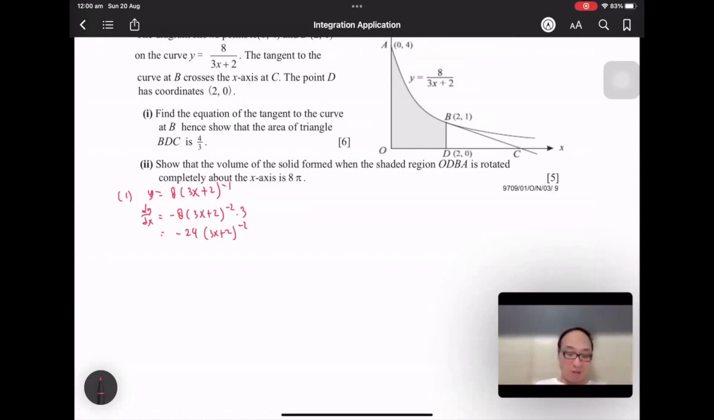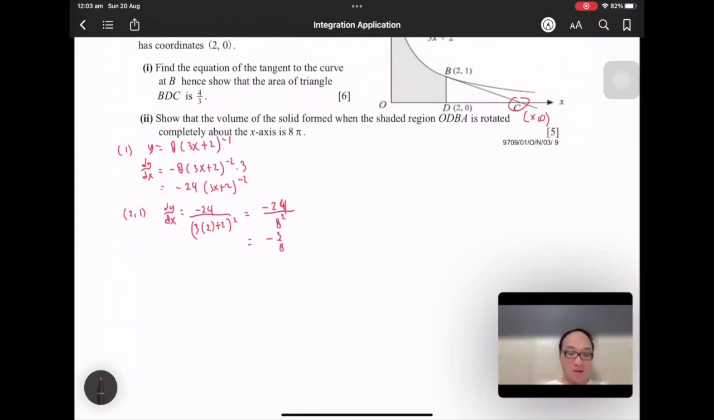At B, the coordinate is (2, 1), so dy/dx equals -24. I can rewrite as a fraction: 3 times 2 plus 2, squared. So this is -24 over 6 plus 2, 8 squared. So equals -3/8.